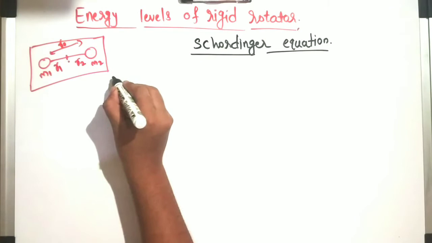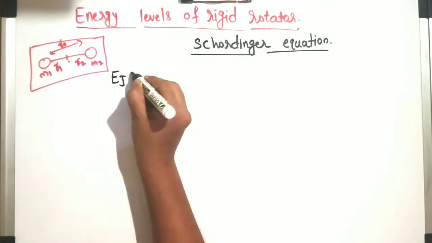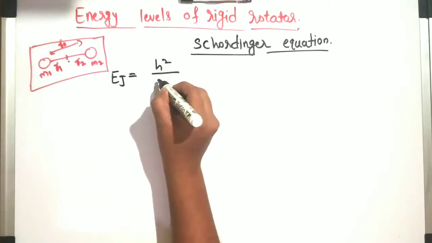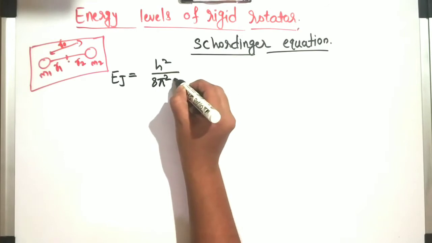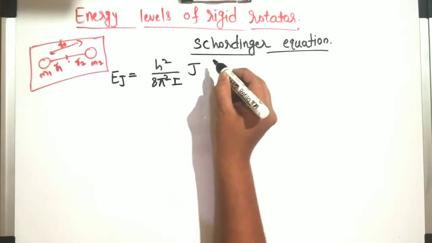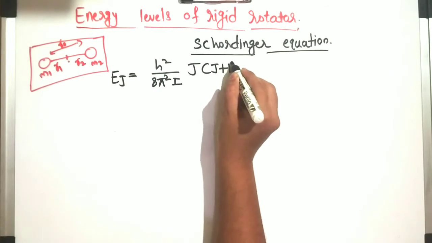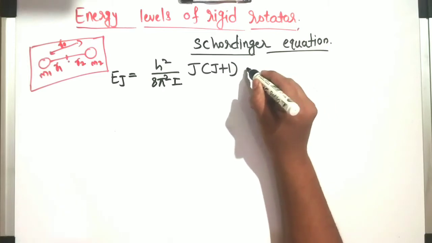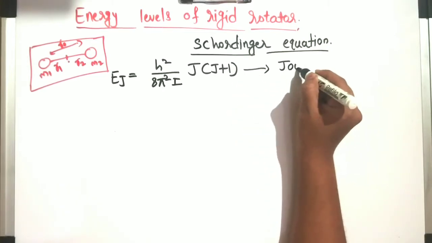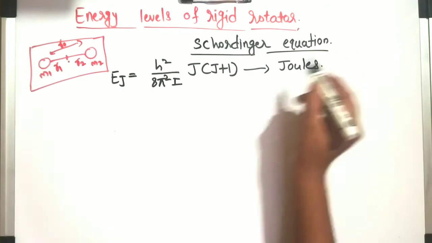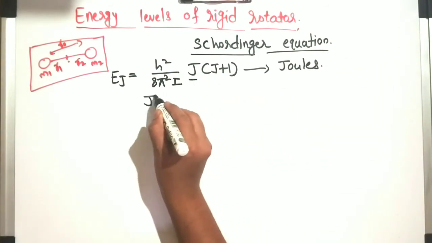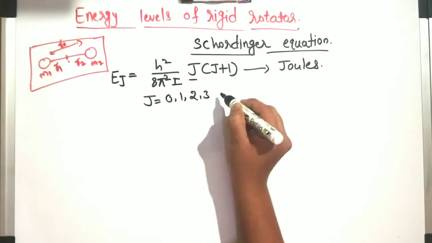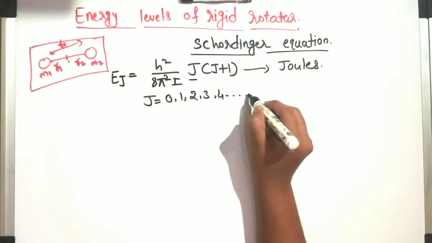The Schrödinger equation is E_J equals h square divided by 8 pi square I, into J of J plus 1. This is known as the Schrödinger wave equation. This is in terms of joules, where J values can be taken as J equals 0, 1, 2, 3, 4 and so on.